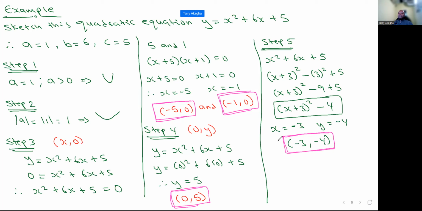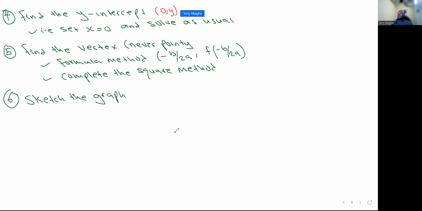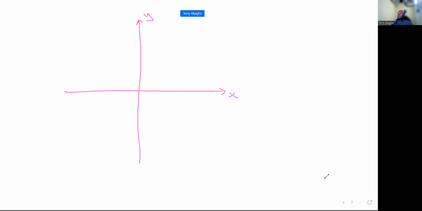We have minus 5 and 0. Let me put it. For this, I'm going to put some little scales here, just to help those that are writing, to give them a little bit of understanding. But later, when I'm going to sketch, I'm not going to be writing the scales here. I'm just writing it here just to help. So minus 5 and 0, that means the x-intercept.